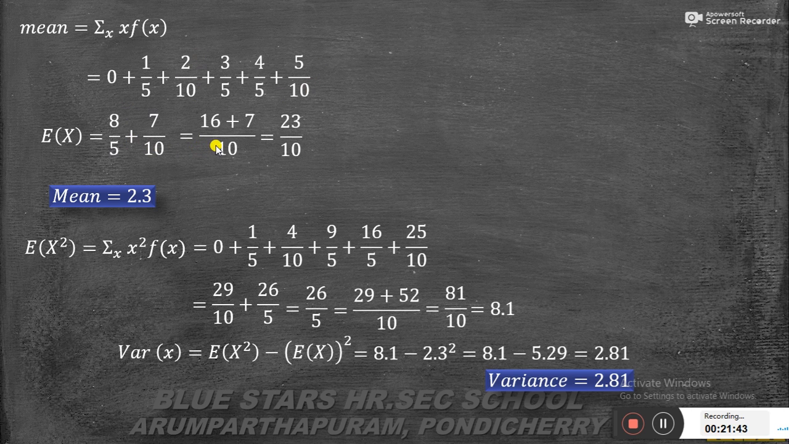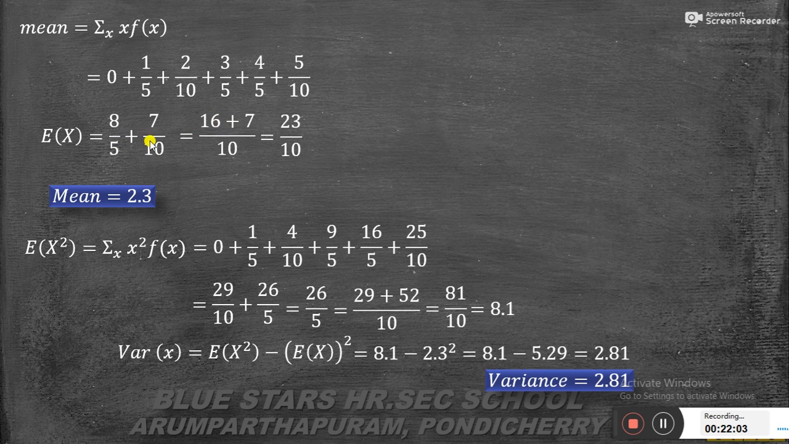I take the LCM, 10, in the denominator. So here I write 10 in the denominator for this term. 5 2s are 10, so I multiply by 2 by 2 in the first term. 8 2s are 16, so 16 by 10. Therefore I add the 16 in the numerator.